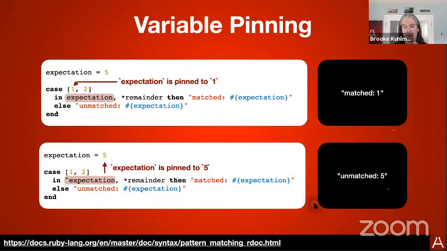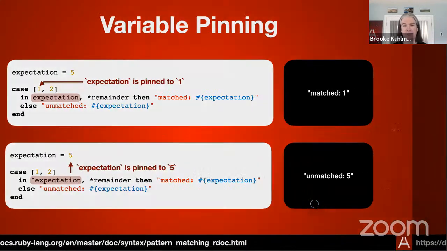The reason this is important, and I'll explain this a little bit further as we go along, is this gives you a way to basically take a local variable, pin it in your pattern match, and use that for your pattern matching to some really cool effects that you wouldn't be able to do otherwise. So let me explain a little bit further.